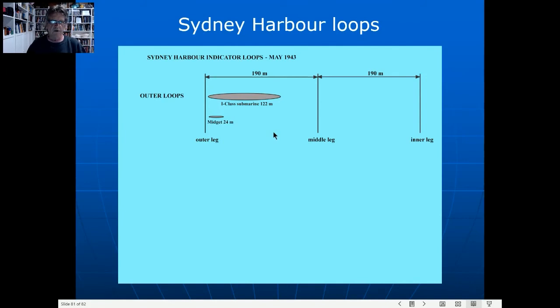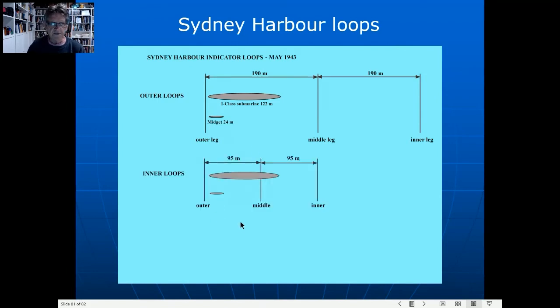Just to show you why it was hard to detect the midgets, look, the outer loops, 190 metres between legs, and there's one of their big submarines. Now that would have been detected easily by the outer loops, the big loops, because it's big. But look how the midget submarine's only small. It wouldn't have given a strong signal on these outer loops anyway. So it wouldn't have mattered if they were working. The midgets probably would have passed unnoticed.